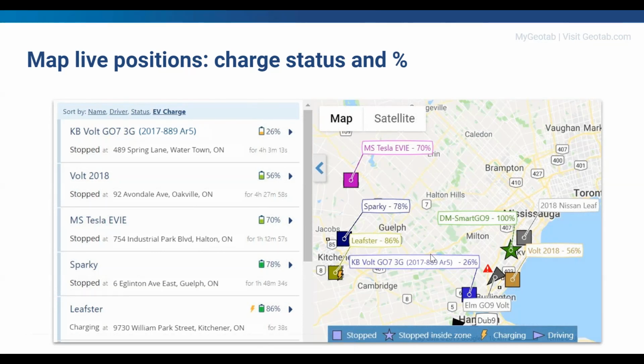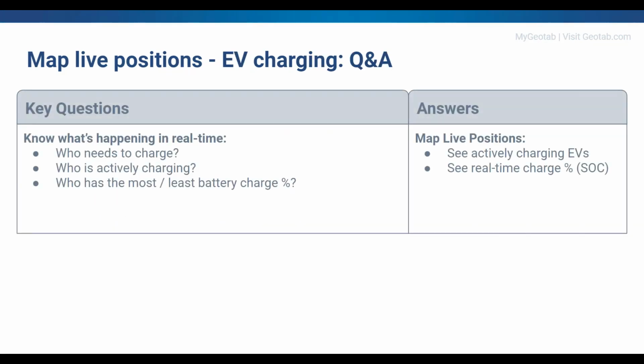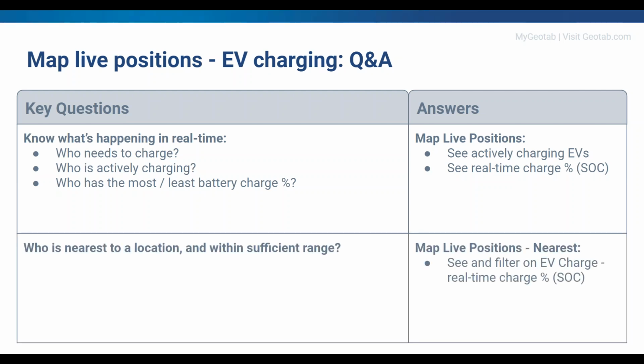So how is this beneficial? Some of the questions that this feature can answer: you have a good bird's eye view of what's happening in real time. You can see who actually is charging, who needs to charge because they're running low, and who has enough battery charge percentage to make it to the next trip. So if you're a very dispatch-oriented fleet, this is a good way to keep a good eye on your EVs. Next, who's nearest to a location and has enough range is also a feature. The nearest button is still available as it is today, but we also present what the battery state of charge is.